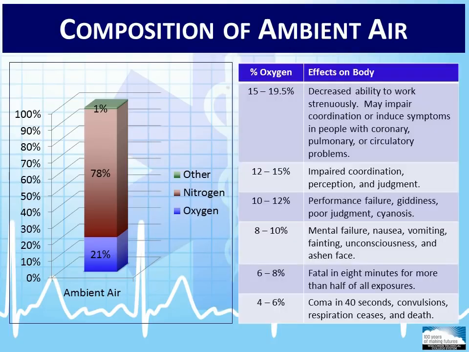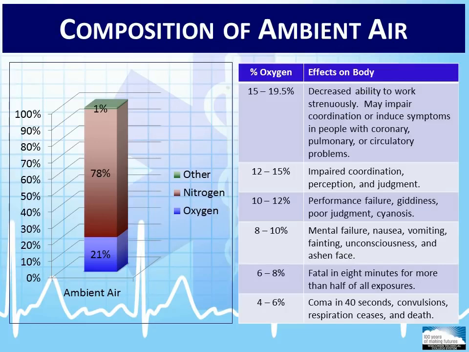A lack of oxygen in the air we breathe can have a profound impact on the body. The brain itself uses approximately 20% of the oxygen within the body and does not respond well to a reduction in available oxygen. If we see a reduction of just 1.5% to 19.5% oxygen in the air, the ability to work strenuously is impaired. We may see coordination suffer, and people who are unhealthy to begin with, such as those with circulatory or respiratory problems, may begin to experience symptoms associated with their disease.